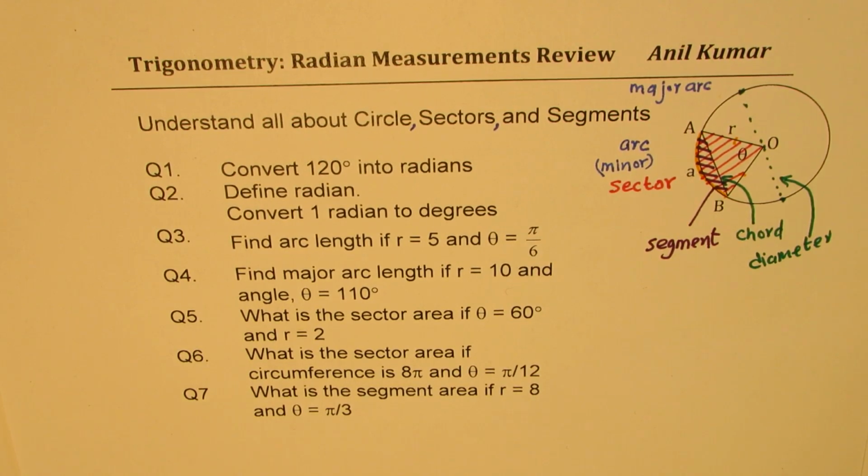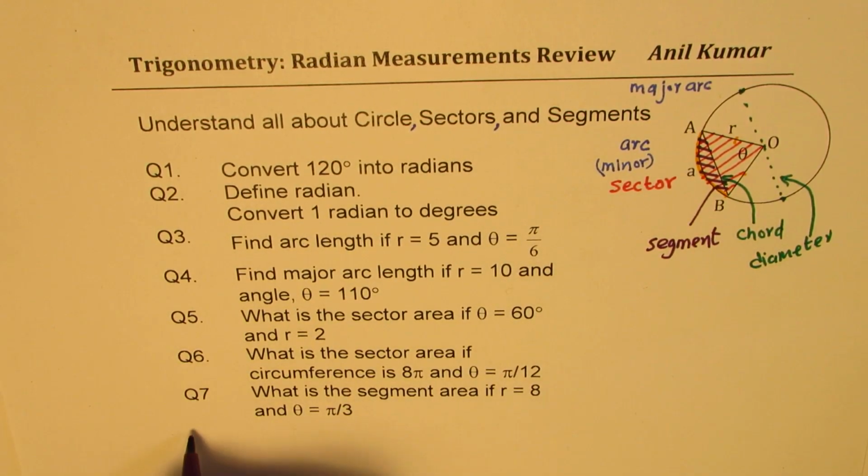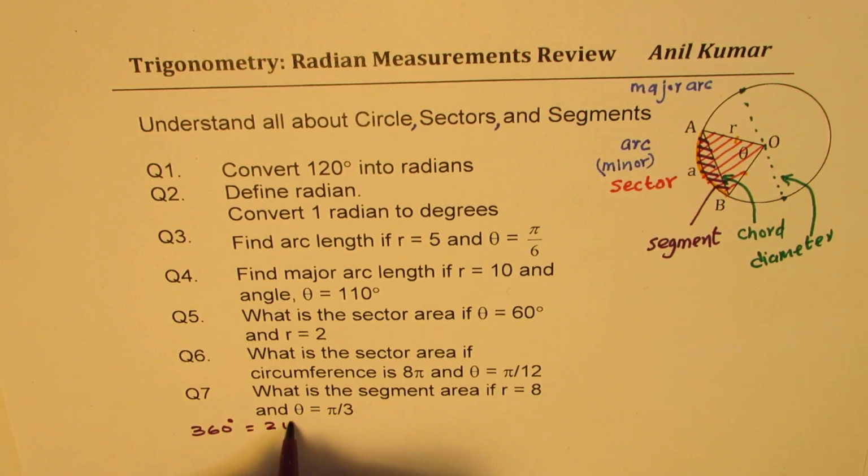There are some formulas which will be of interest. One of them is to convert degrees to radians, and what we know is 360 degrees is equal to 2 pi, and that could also be written as 180 degrees is equal to pi. So that is the conversion factor.